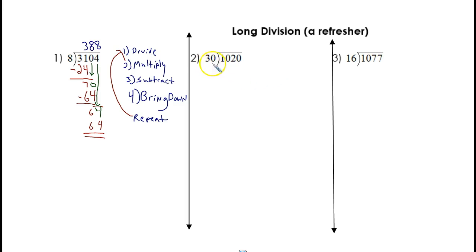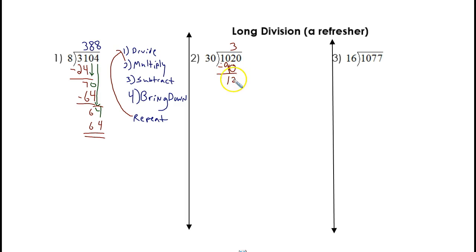When I look at 30, I know that 30 doesn't go into 10, so I'm actually going to look at 102. I'm going to ask myself, how many times does 30 go into 102? I can just look at the 3 and the 10 and say, well, 3 goes into 10 3 times, so 30 probably goes into 102 about 3 times, and I would try that out. Put it above the 2, since I went into 102. 3 times 0 is 0, and 3 times 3 is 9, and I would subtract. 102 minus 90 gives 12.